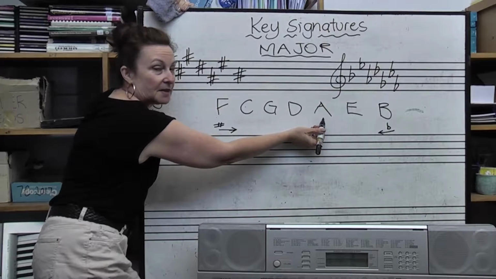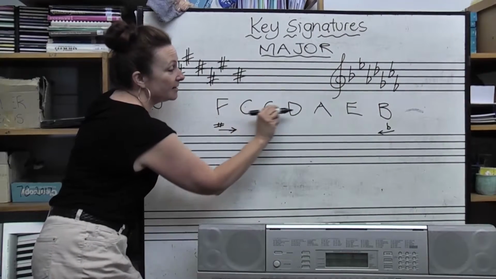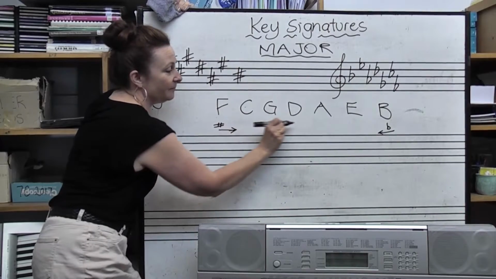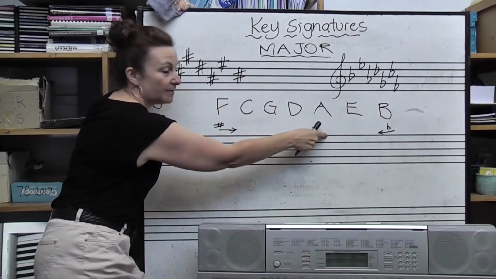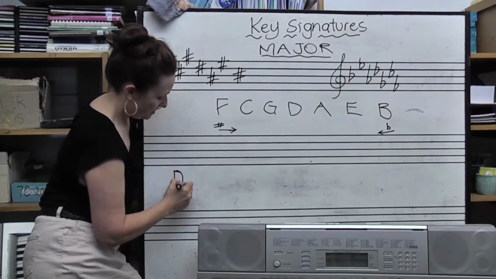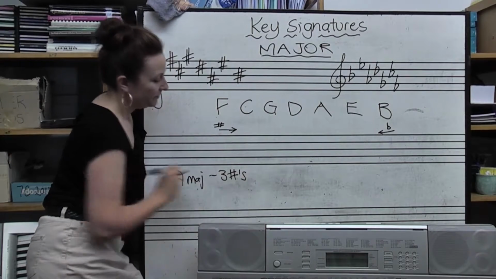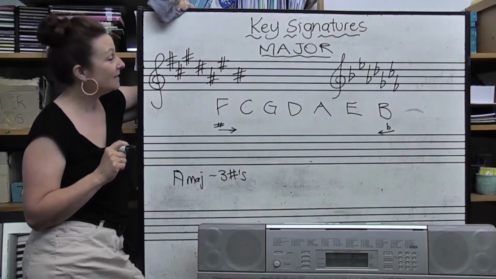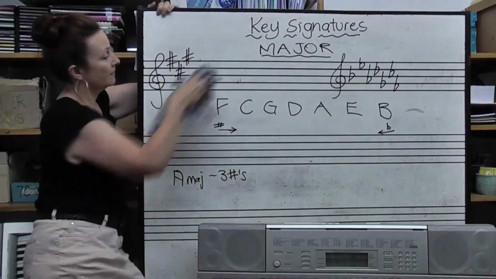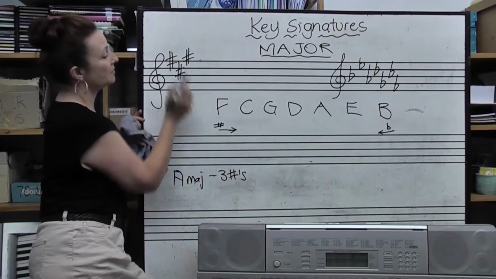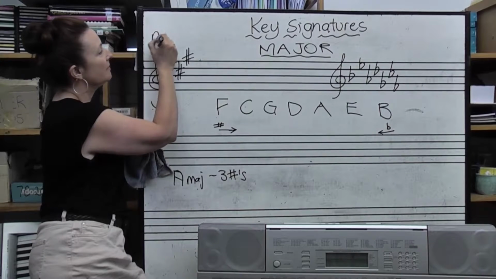And the way to work out what the somethings are is the direction that you travelled to get there. So because you went this way to the A, that's the sharp way. 1, 2, 3. A major must have 3 sharps because we went that way. A major has 3 sharps. What would the 3 sharps be? It's always the same. It's always going to be the first 3. 1, 2, 3. F sharp, C sharp, and G sharp. That is the key signature of A major.